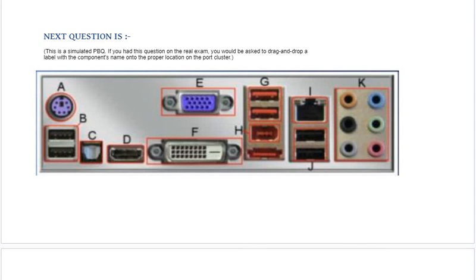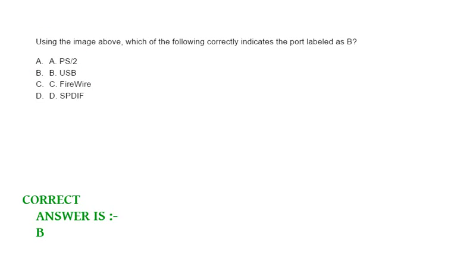Next question is, this is a simulated PBQ. If you had this question on the real exam, you would be asked to drag and drop a label with the component's name onto the proper location on the port cluster. Using the image above, which of the following correctly indicates the port labeled as B? Option A. PS2. Option B. USB. Option C. Firewire. Option D. SPDIF. Correct answer is option B.